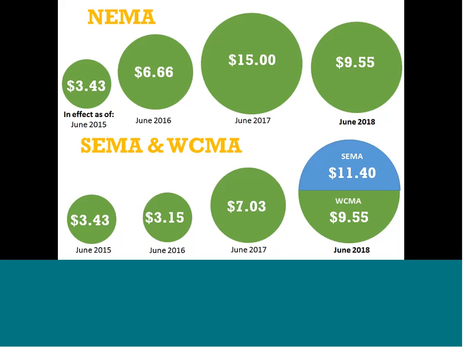This slide just shows what's happening going into next year. So next year in NEMA, you're actually going to see a little bit of a price break. You're going down to $9.55, but to put it in context, that's still almost triple what it was a couple of years ago. So it's still a big cost that I think deserves to be managed. In SEMA and WECMA, prices are continuing to rise. SEMA is going to be at $11.40, and WECMA is going to be at $9.55 as well.